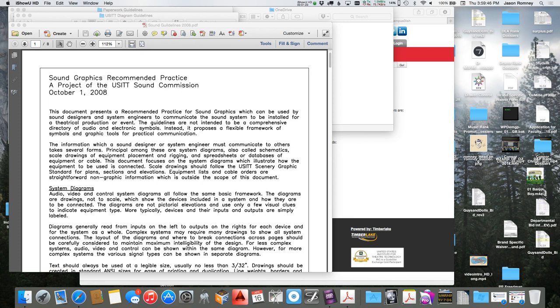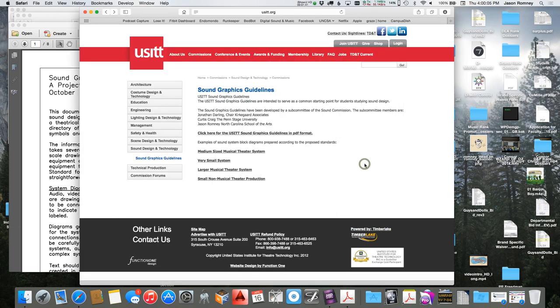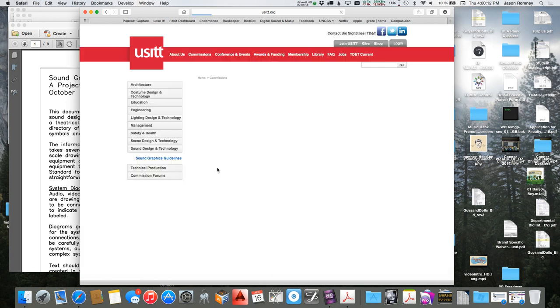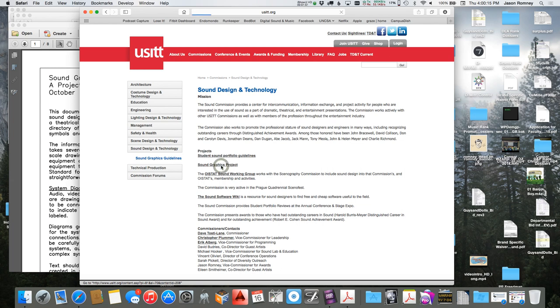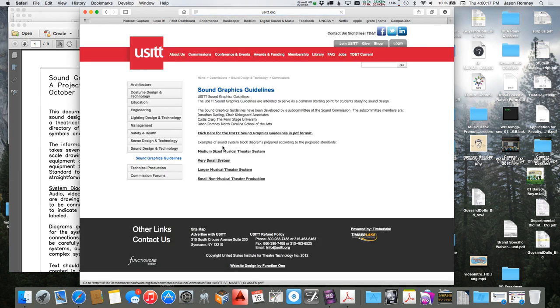We primarily just looked at system diagrams in an attempt to provide some. We fell just short of calling it a standard because we didn't want to necessarily attempt to enforce the use of this, but we did want to provide this as a guideline for people who are trying to learn how to do things. So you can get this document on the USITT website if you want to. You go to usitt.org and go to commissions, and then you go to the Sound Design and Technology Commission, and then there's a link here for the Sound Graphics Project. And there's some links here for the actual guidelines along with some systems examples. Most of them are ones that I've uploaded for them.